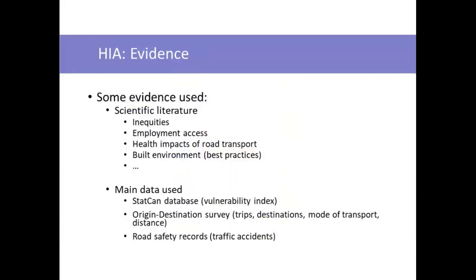We used scientific literature and systematic reviews on inequities, employment access, health impact of road transport, the best practices on a healthy built environment, and a lot more. We also used a lot of data. For example, the data most frequently used was the 2016 census data of Statistics Canada, and the Montreal Metropolitan Region's Origin Destination Survey, and of course the road safety records.